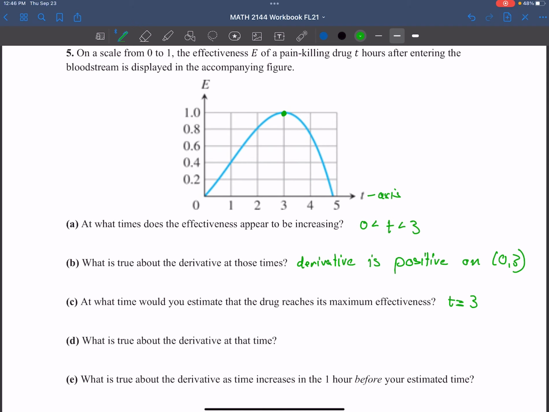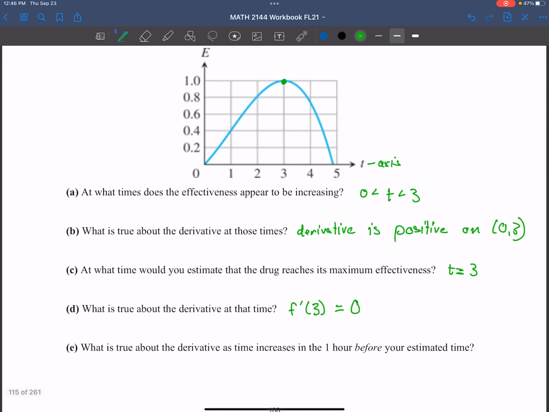What is true about the derivative at this time? Let's go, Destiny. It's at a constant, so it's equal to 0. Yeah, so what we can say is that f prime of 3 is equal to 0, or you can say the slope of the tangent line is 0. All right. Any questions or other comments on C or D?